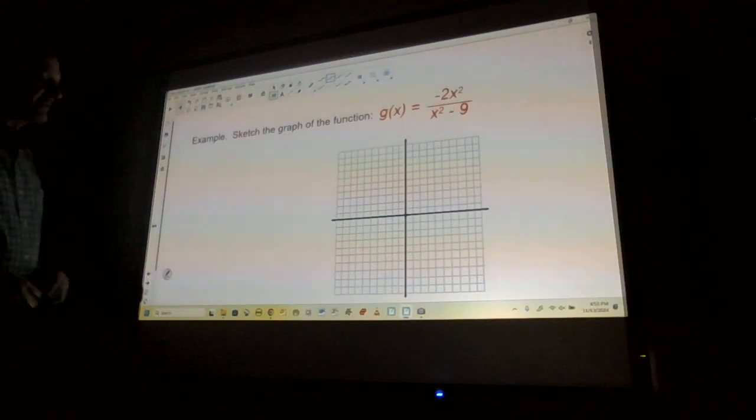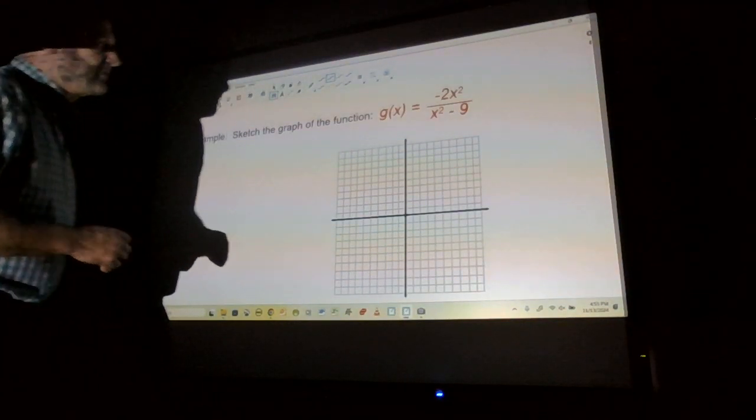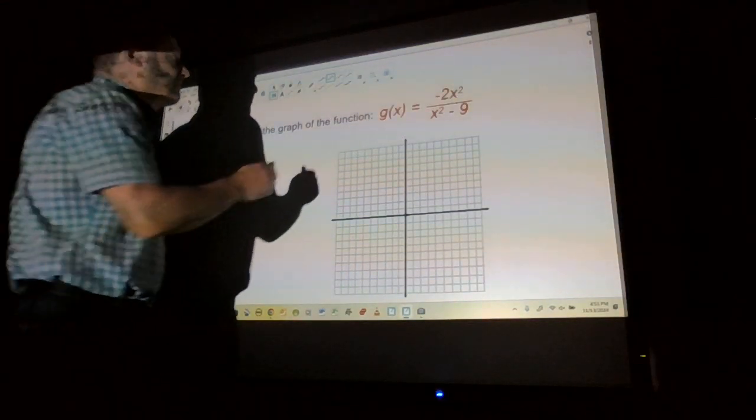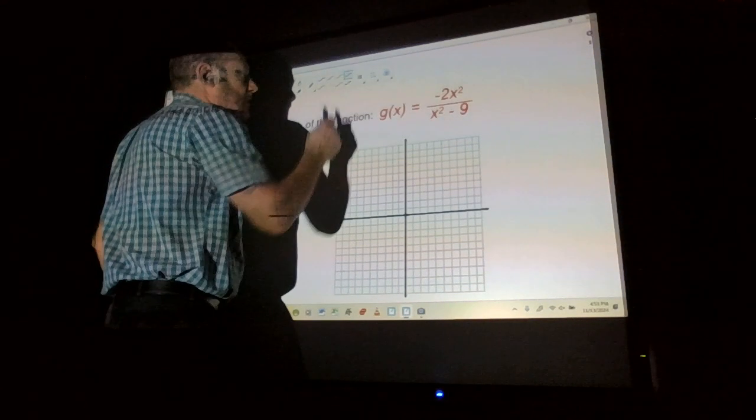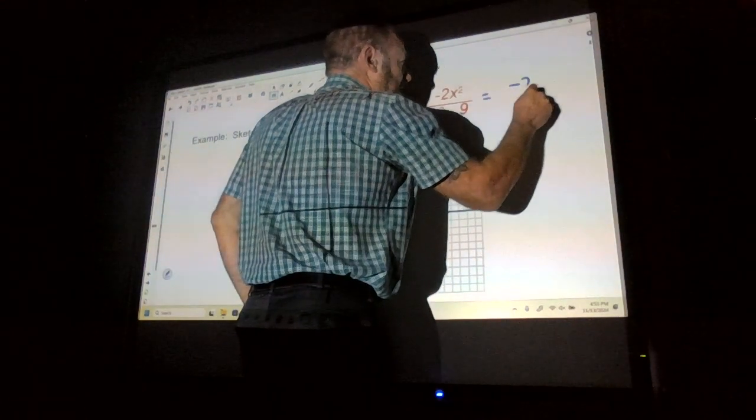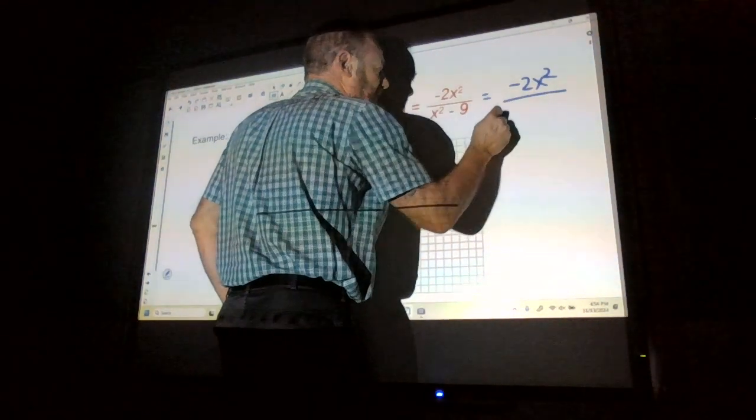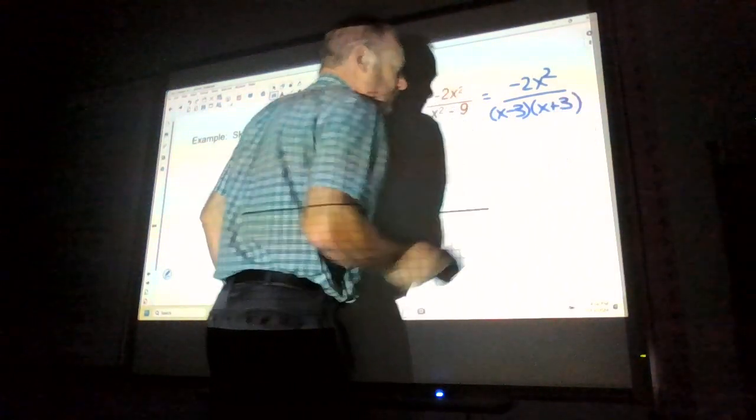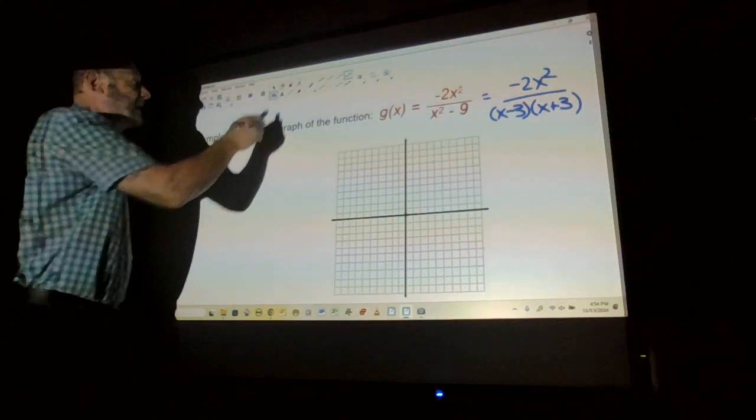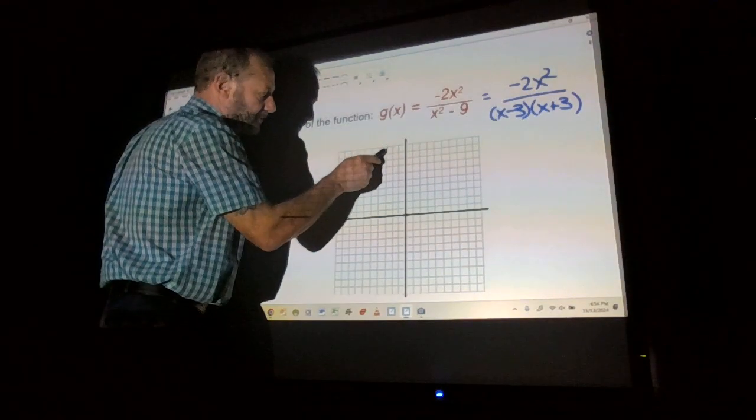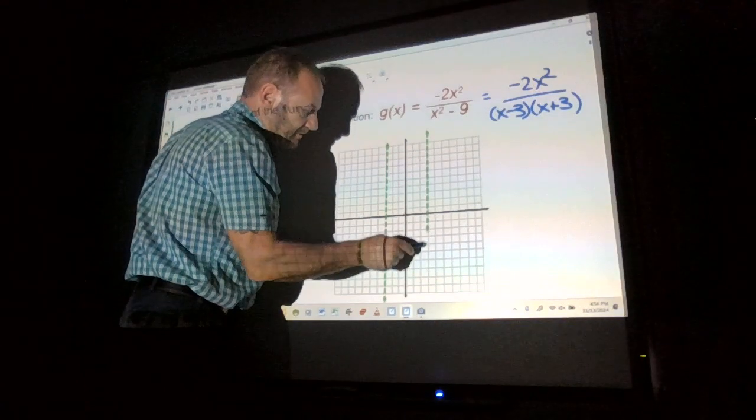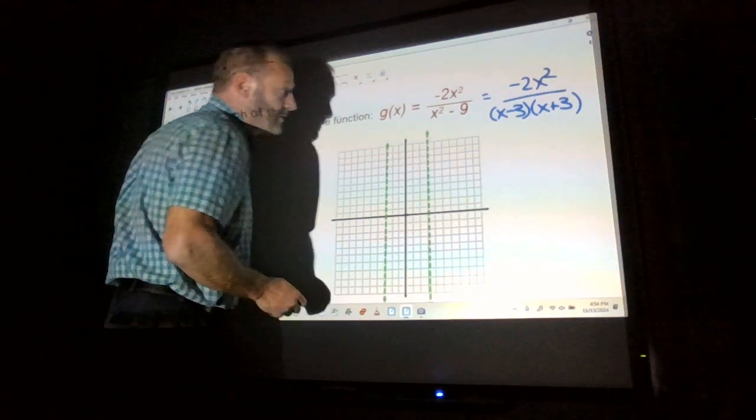Okay, so here we've got this one. g of x is negative 2x squared over x squared minus 9. We have to factor it first of all. The top is already factored. The bottom can become x minus 3 times x plus 3. Once again, I'm going to have a vertical asymptote at 3, and at negative 3, I'm going to have a vertical asymptote. I actually said those backwards.